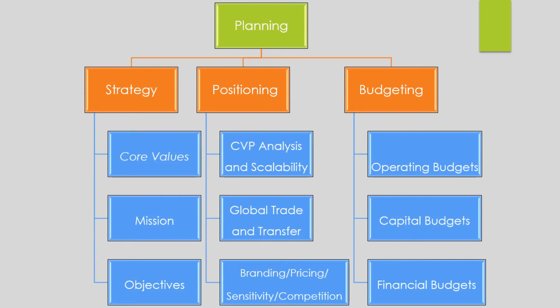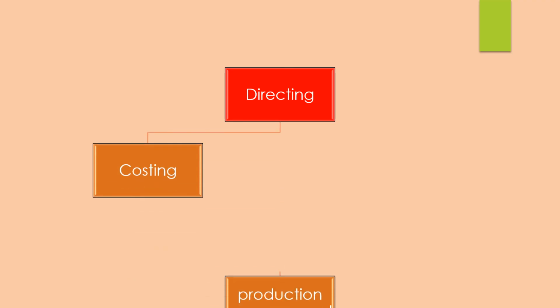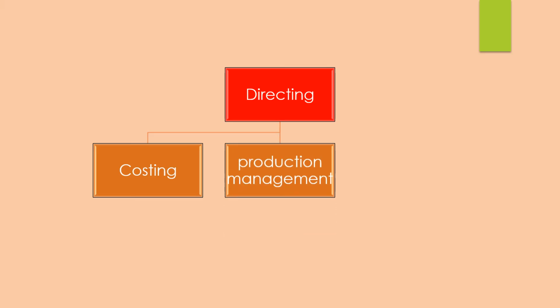Now let's see how management accounting information, tools and techniques help for planning in organization in different stages at different levels. In summary, management accounting supports the directing function in many ways. Areas of support include costing, production management, and special analysis.